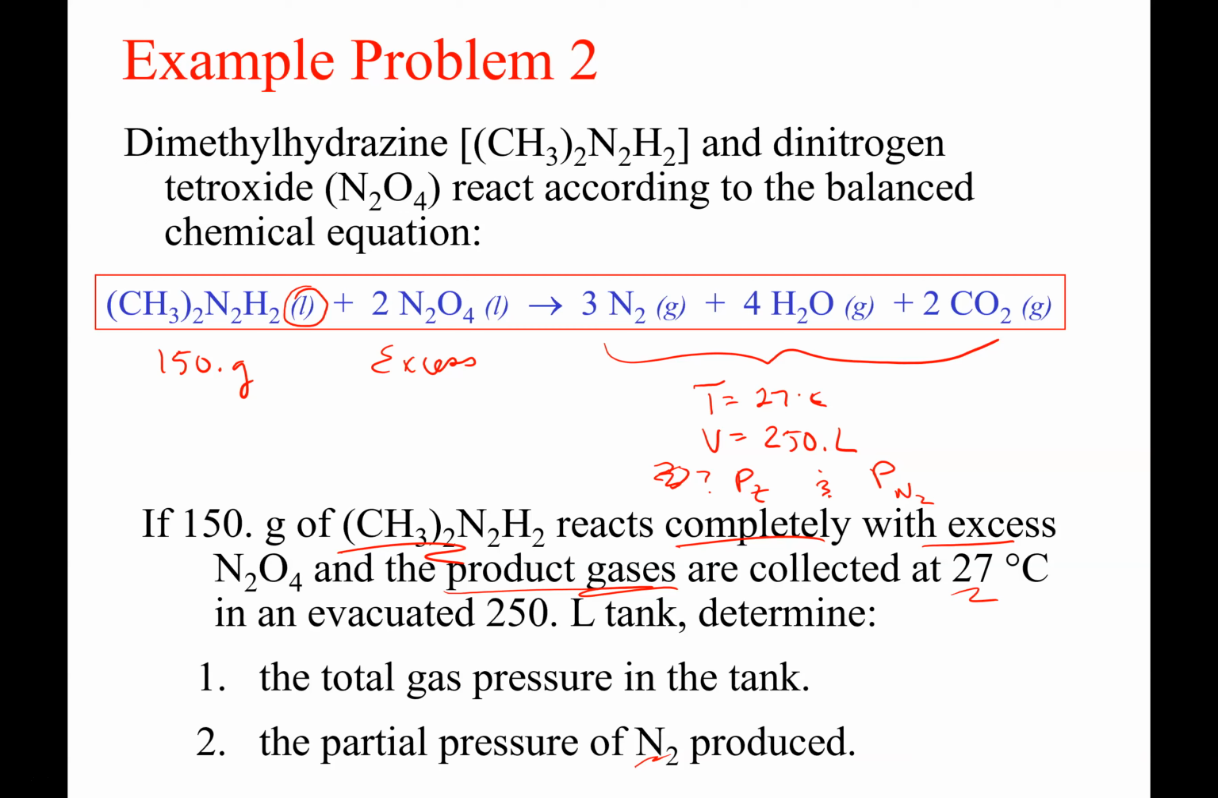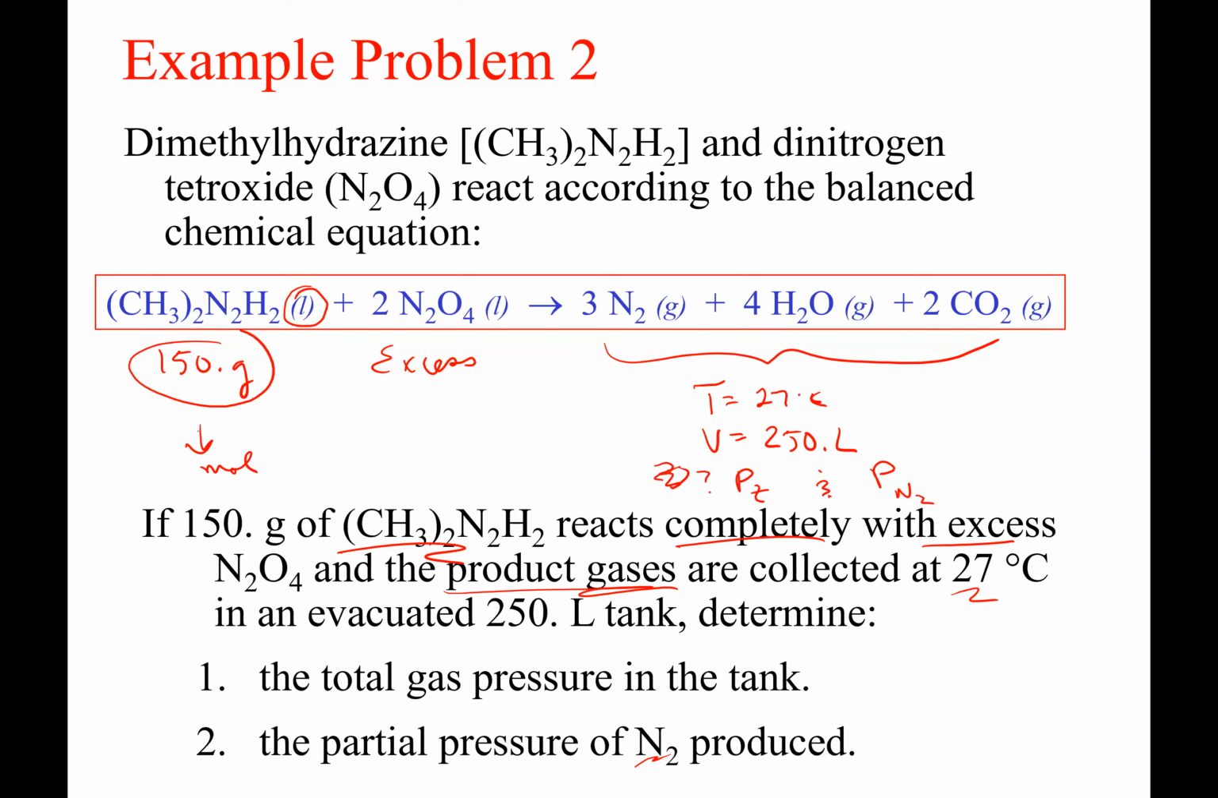So do you see where I can use, it's one of the things we've already been talking about, I can use those grams to get to moles, right? No problem, using the molar mass. Easy, easy peasy. I could use those moles then to use stoichiometry to get to the moles of N2, the moles of H2O, and the moles of CO2.